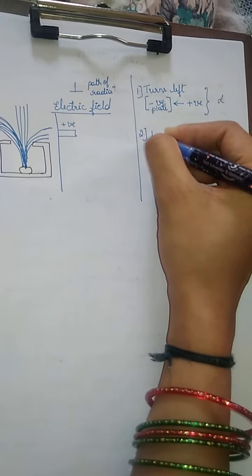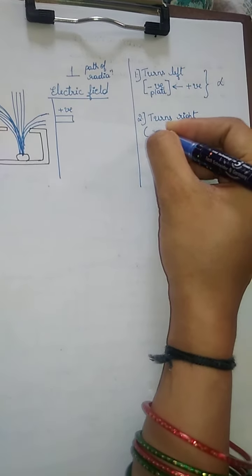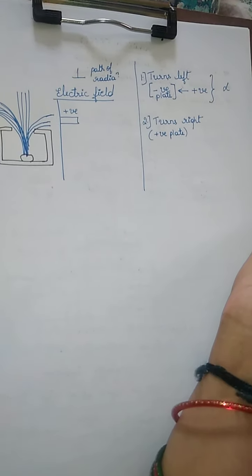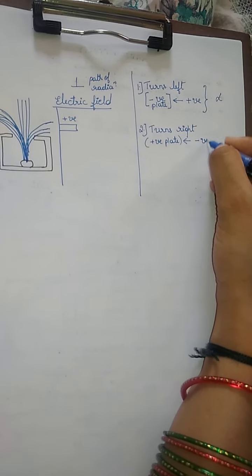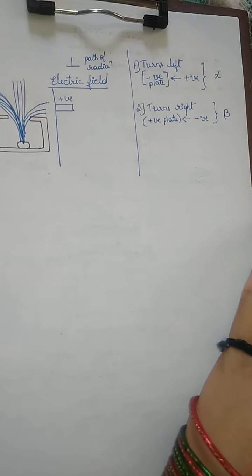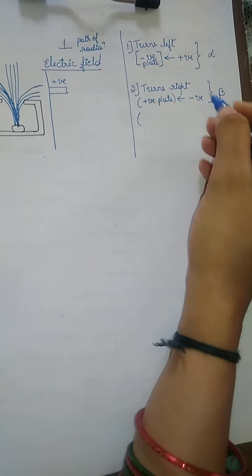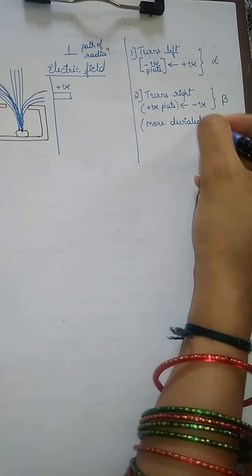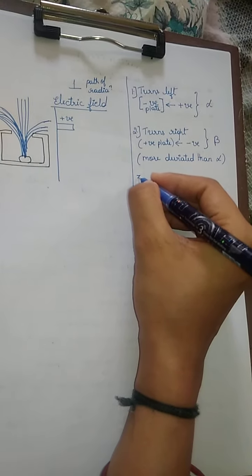The second one is turning to the right. On the right hand side there was a positive plate which was kept. Again the negative gets attracted by positive, so this was carrying a negative charge, which is nothing but the beta rays. Here the beta is more deviated than the alpha rays.